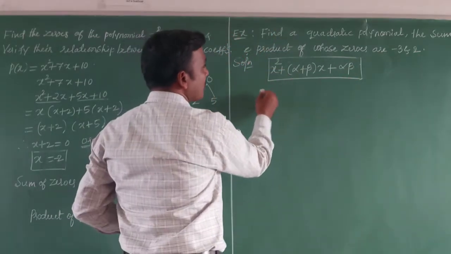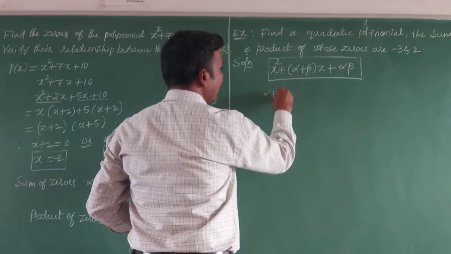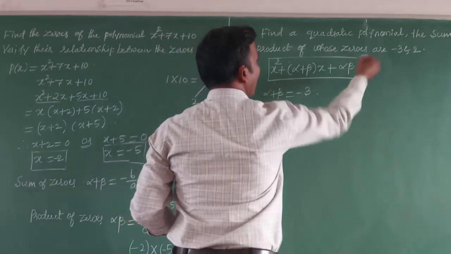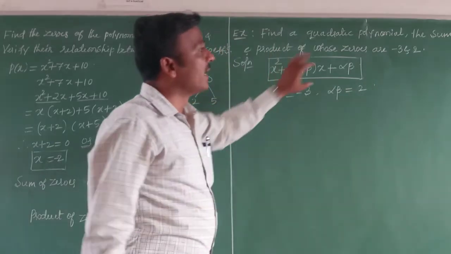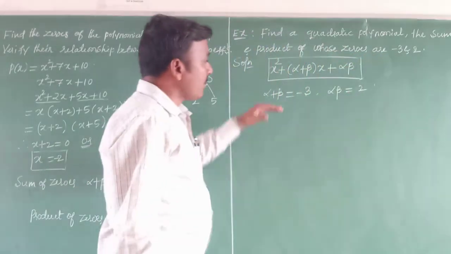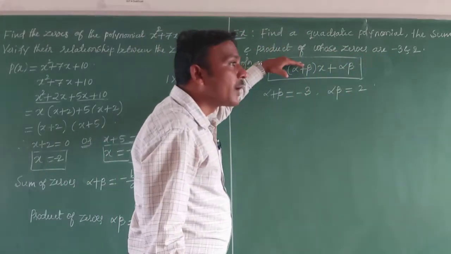Therefore, here the sum of zeros, alpha plus beta, is minus 3, and the product of zeros, alpha into beta, is 2. It is given here. Okay? By using these two, we have to write here.